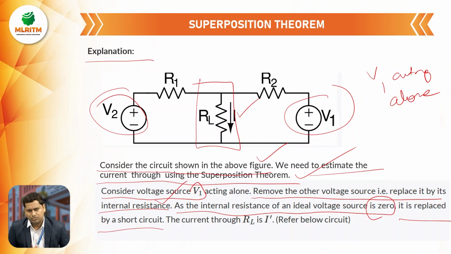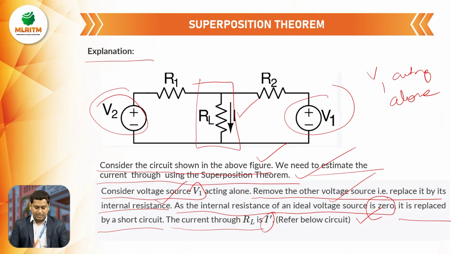This is the most important point while solving problems during an exam, particularly in a competitive exam. Students may get confused at this point. Whenever the ideal voltage source is 0, it is replaced by a short circuit. If it is not ideal, then as I already told in the previous slide, it has to be replaced by its internal resistance. The current through RL is I dash.